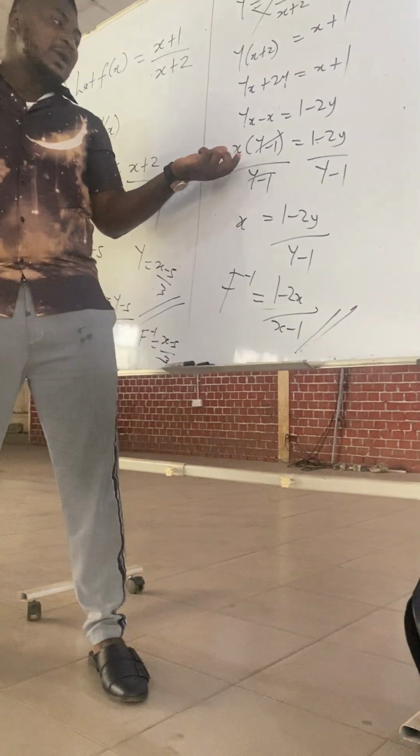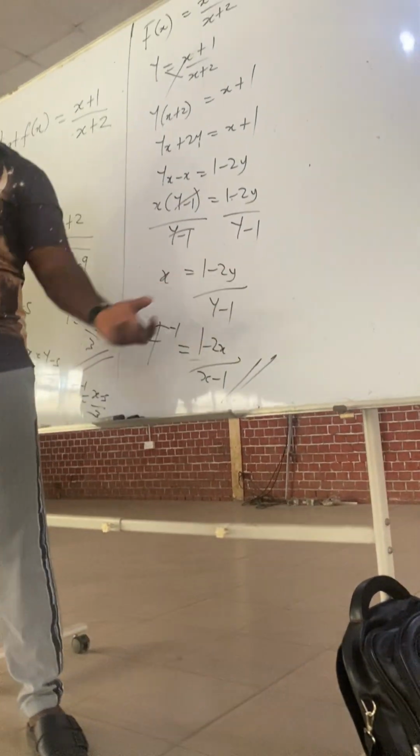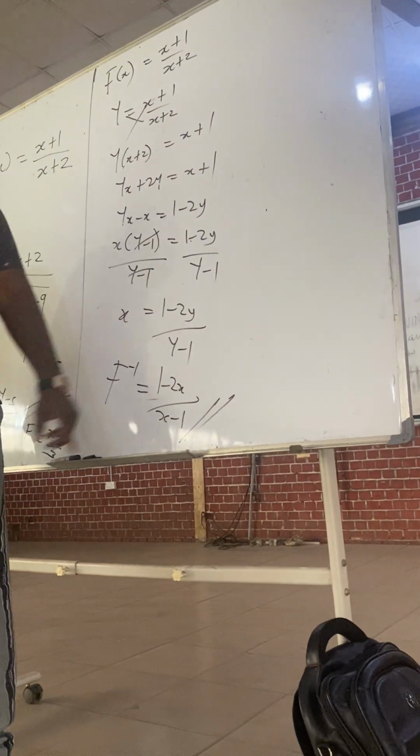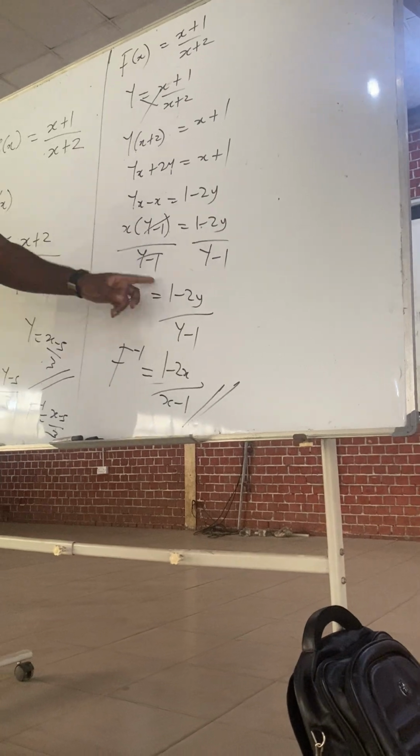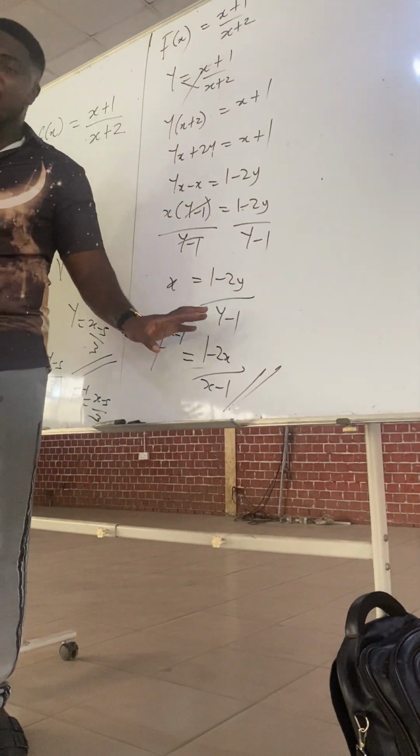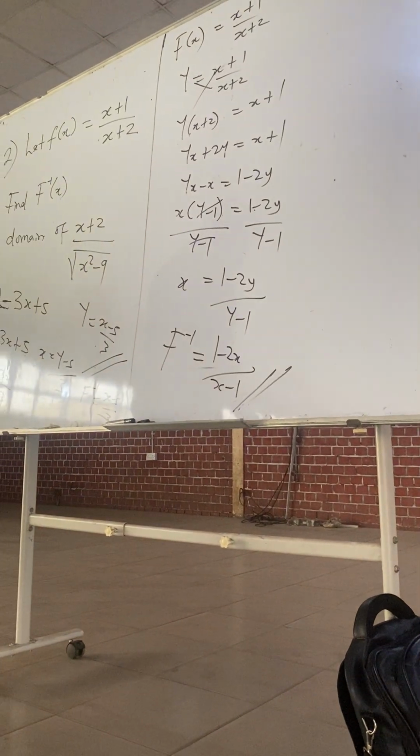Now that x is alone, I'll divide both sides by y minus 1. Divide both sides by what? y minus 1 cancels y minus 1, and x equals 1 minus 2y all over y minus 1. I've just made x the subject of the formula.